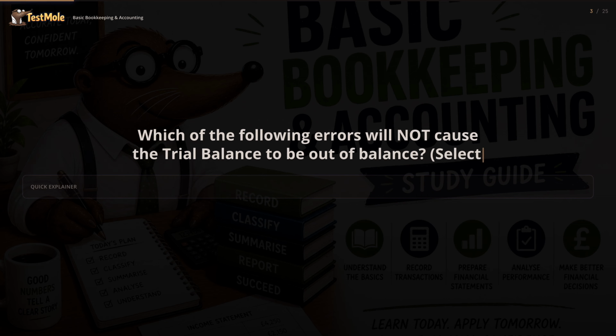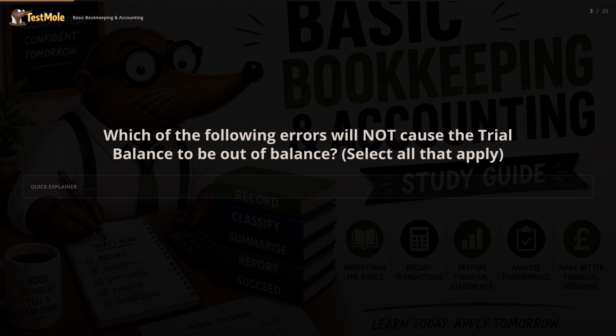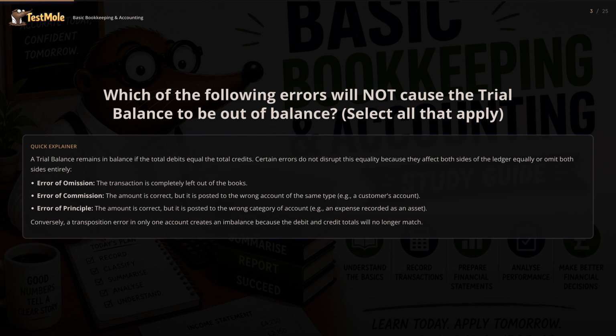Which of the following errors will not cause the trial balance to be out of balance? Select all that apply. A trial balance remains in balance if the total debits equal the total credits. Certain errors do not disrupt this equality because they affect both sides of the ledger equally or omit both sides entirely. Error of omission: the transaction is completely left out of the books.